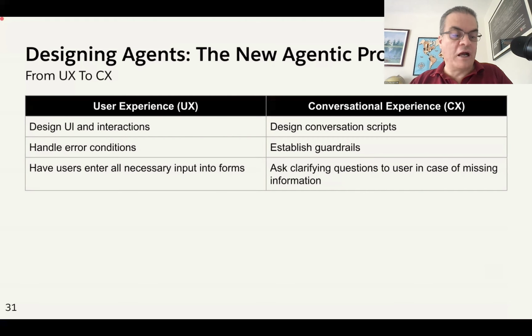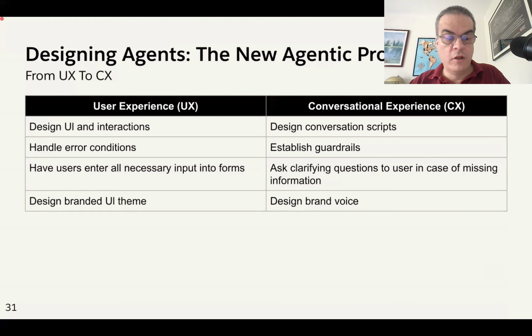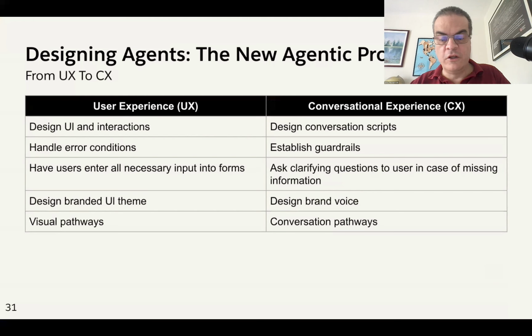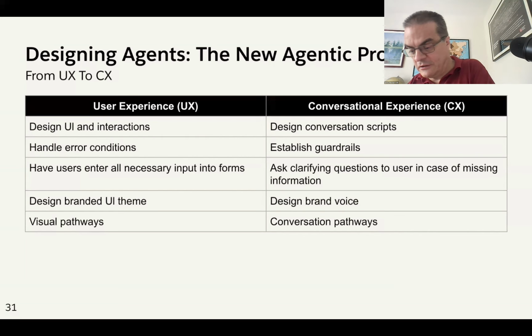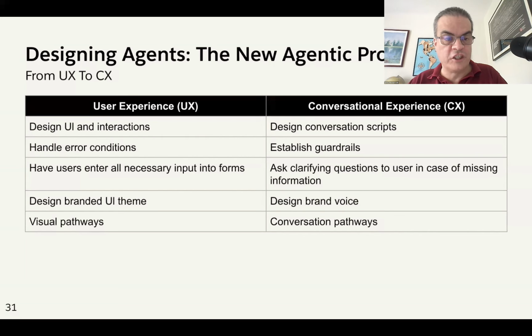So the users don't have to fill forms anymore, but what you can do is ask for clarification questions in case there's some missing information. Say, I want to take a flight. When? Where are you going? Ask clarification questions. You don't design a brand theme with colors and stuff. You define a brand voice. How is your agent going to reply to you? And last but not least, you design those conversation pathways. If the user is going to ask you this, then you're going to tell them this, then you're going to ask this, then you're going to tell this, then you can design those conversations.